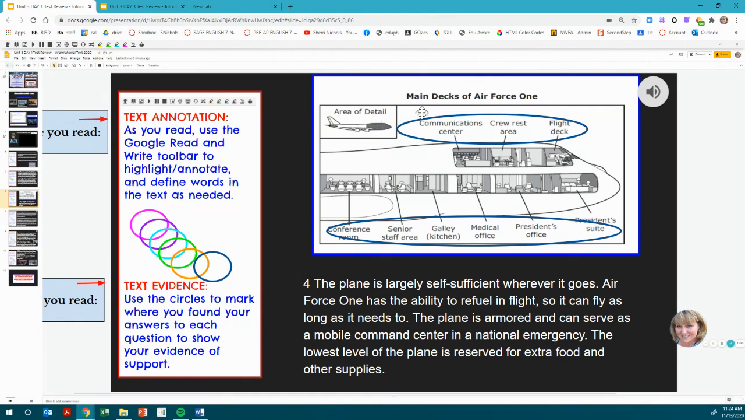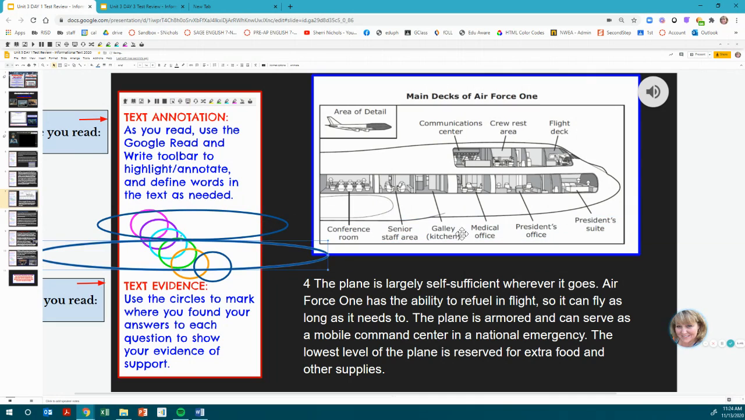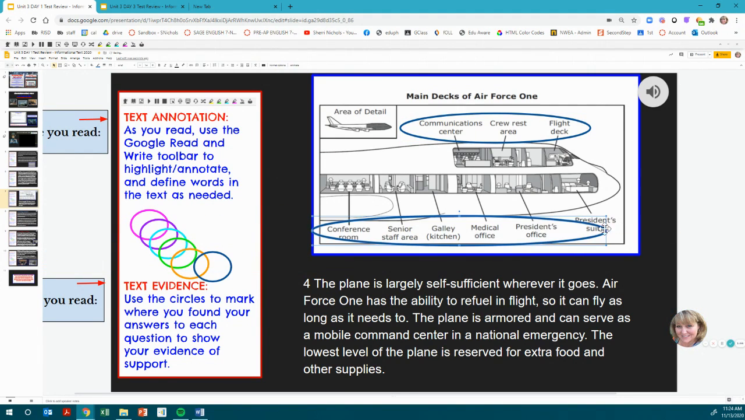So here's the area of detail, and then it has a close-up of the main decks of Air Force One. It goes through and it has the communications center, the crew rest area, the flight deck, the conference room, the senior staff area, the galley, the medical office, the president's office, the president's suite. So that is what is listed on this diagram. Those details would be the most important parts of this diagram. So now we understand our diagram, what all is here. Let's go look at the question again.